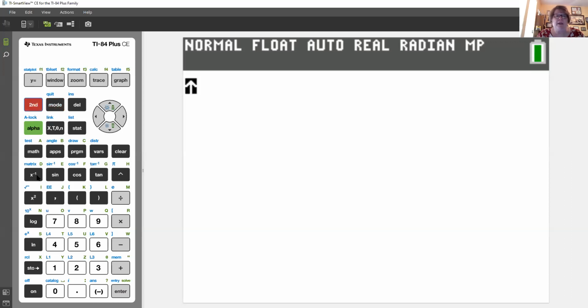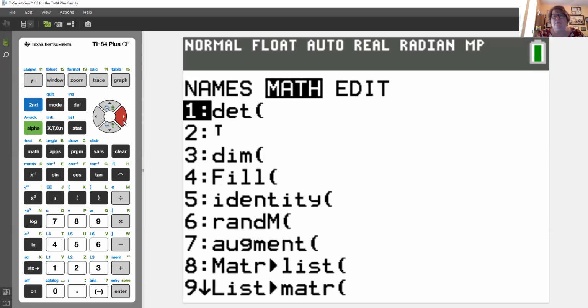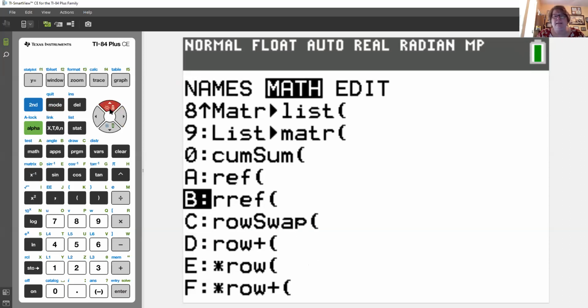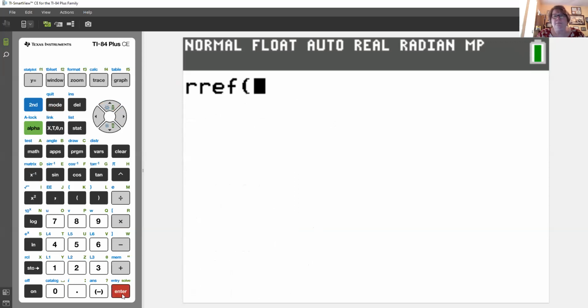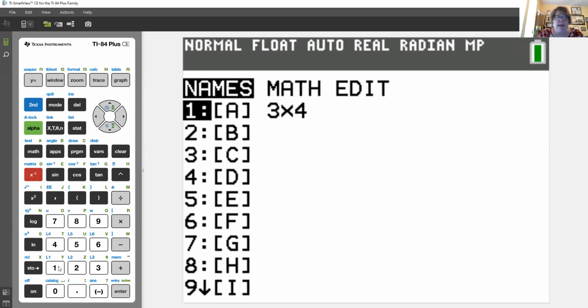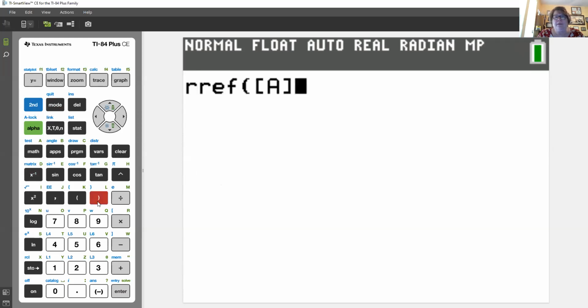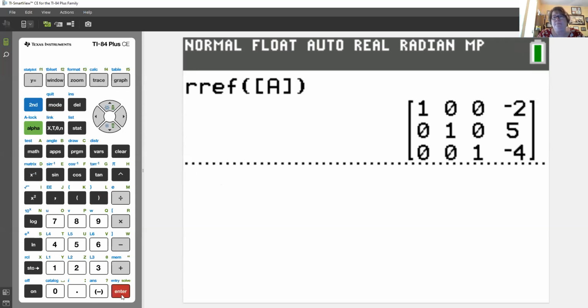So now I'm going to go back in my matrix menu. I'm going to arrow over to math, and then I'm going to go find RREF, reduced row echelon form. So I'm going to arrow up. It's B. I hit enter. Now my calculator is waiting for me to tell it what matrix I want to put into reduced row echelon form. That was matrix A. So I go back to my matrix menu. Number 1 is A. Close your parentheses and hit enter.